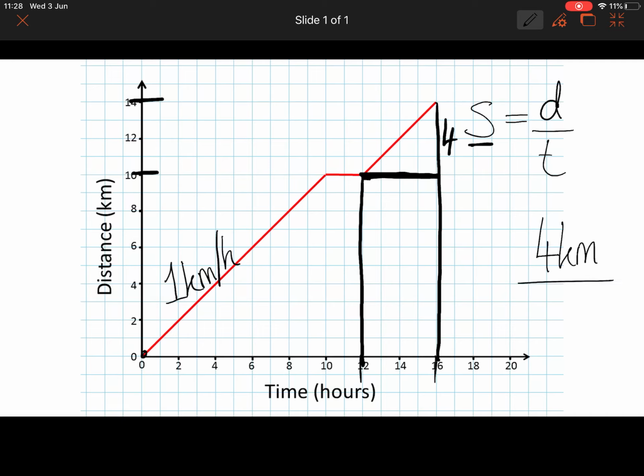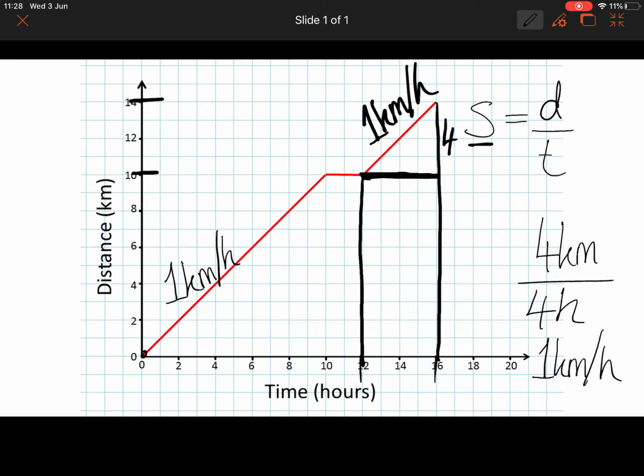Okay, so again, 4 hours. Okay, so we can do 4 kilometres divided by 4 hours to find the speed. And once again, they were travelling at 1 kilometre an hour. We can go ahead and add this onto the graph.